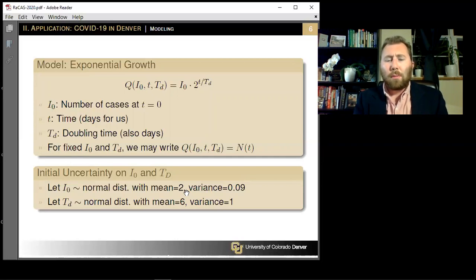So for the initial number of cases, let's assume that they're normally distributed with a mean around 2 and a very small variance. And this is in line with the data. There were 2 cases initially in Denver that we observed, and I think we can be fairly confident about that, although that data has been updated day to day. As well, the doubling time will take a mean around 6 with a variance that's larger than the variance that we're using for the initial population of confirmed cases. And that's because the doubling time is a little bit more uncertain, and it's also changing over time, which we'll discuss in a moment.